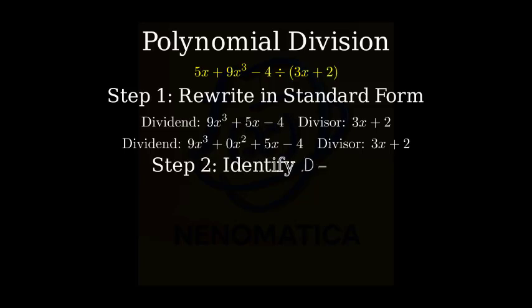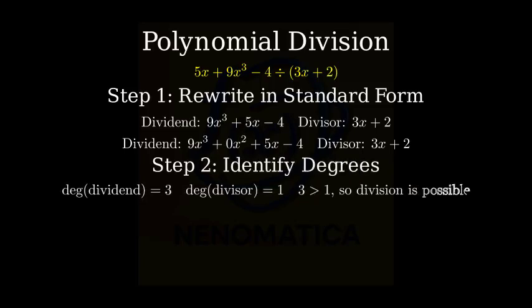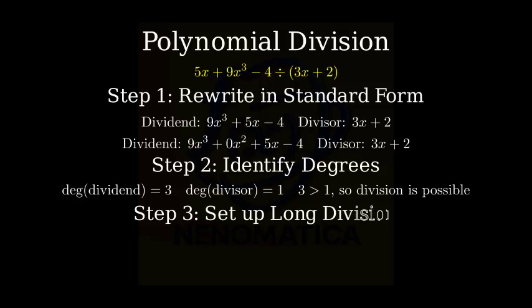Step 2. Let's identify the degrees of our polynomials. The degree of the dividend is 3, and the degree of the divisor is 1. Since the degree of the dividend is greater than the degree of the divisor, we can proceed with the division. Step 3. Now we're ready to set up our polynomial long division. I'll format this similar to the long division you're familiar with. The divisor goes outside, and the dividend goes under the division symbol.